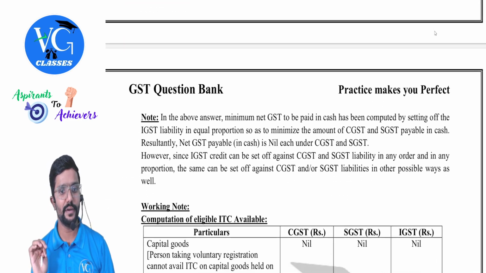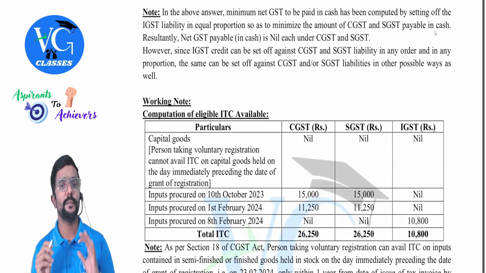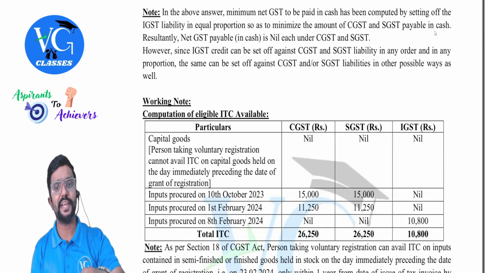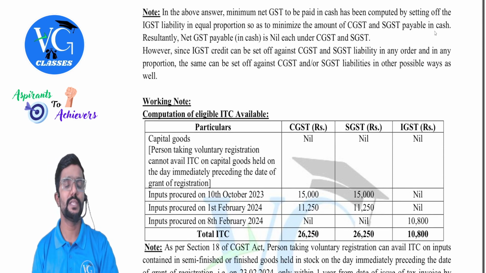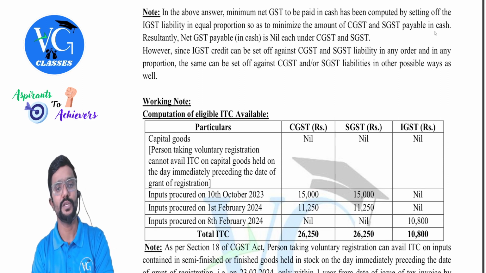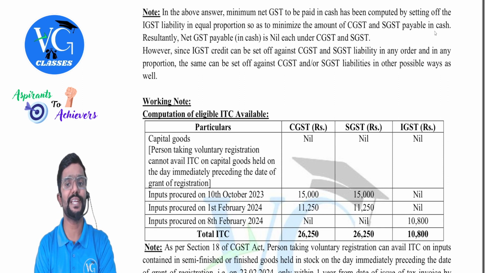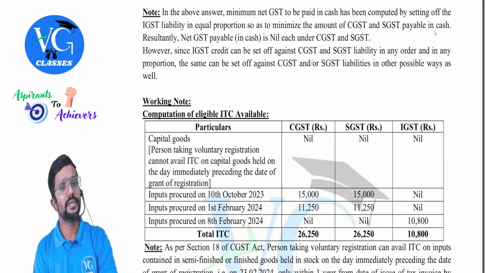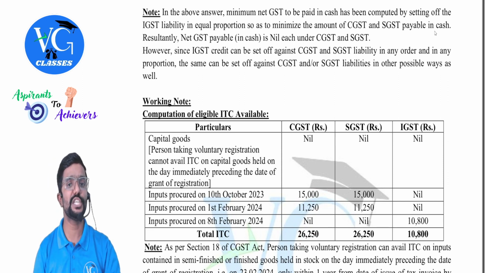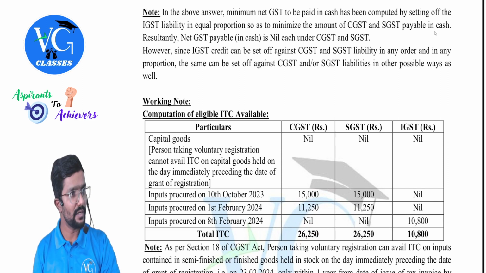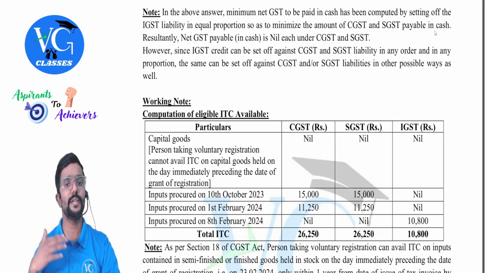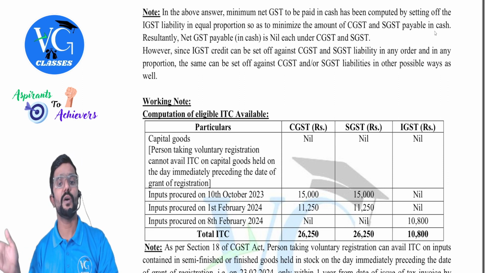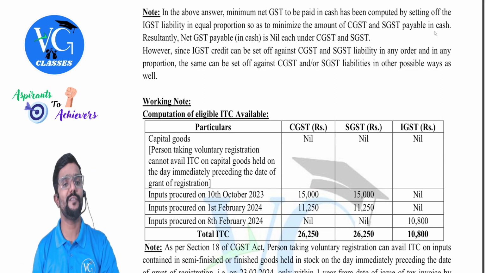One note is there here. Let me read it. In the above answer, minimum GST paid or to be paid in cash has been computed by setting off the IGST liability in equal proportion so as to minimize the amount of CGST and SGST payable in cash. Resultantly, net GST payable in cash is nil, each under CGST as well as SGST. However, alternate view: since IGST credit can be set off against CGST and SGST liability in any order in any proportion, the same can be set off against CGST and/or SGST liabilities in other possible ways as well.